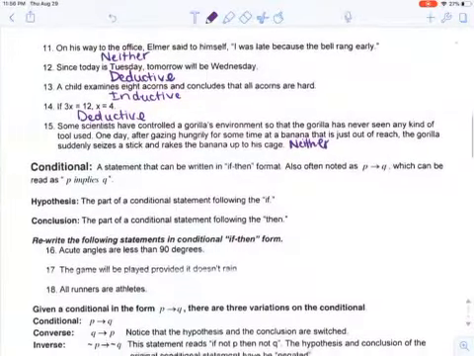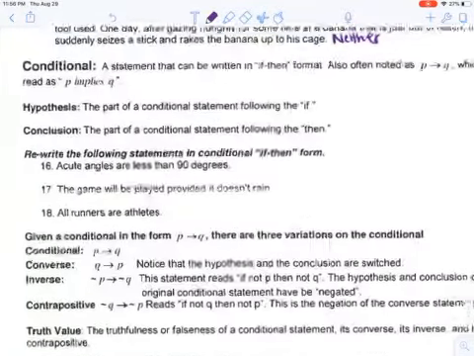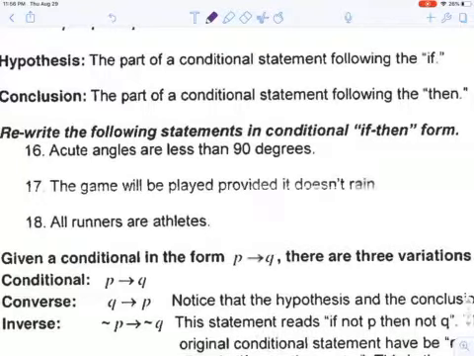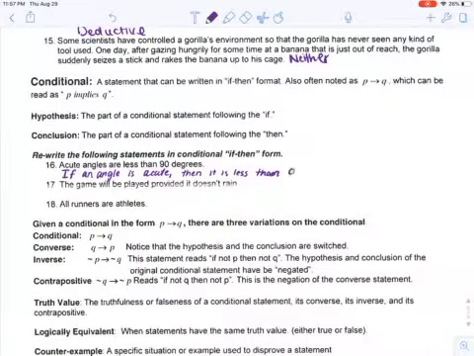So then you read about conditional statements, hypothesis, and conclusions. And then you had to write these as conditional statements in if-then format. So, acute angles are less than 90 degrees. We can say if an angle is acute, then it is less than 90 degrees.